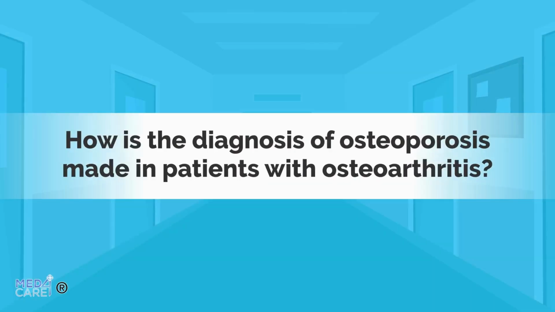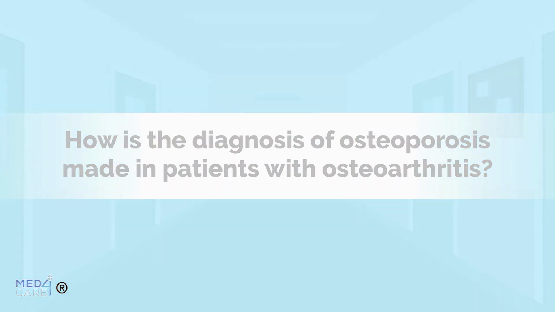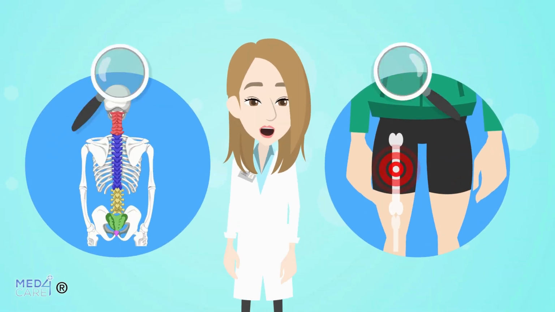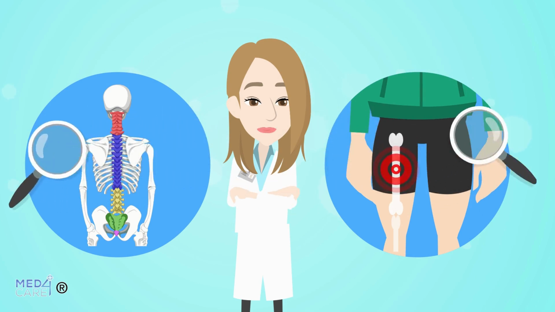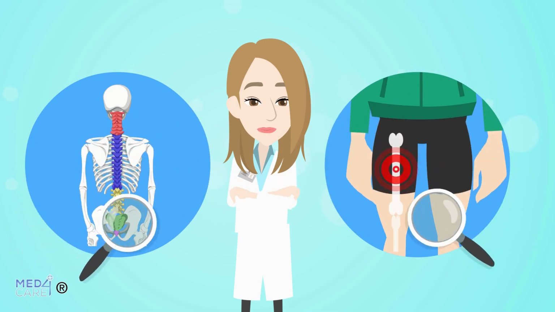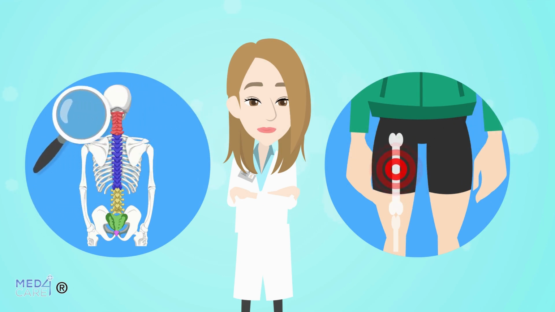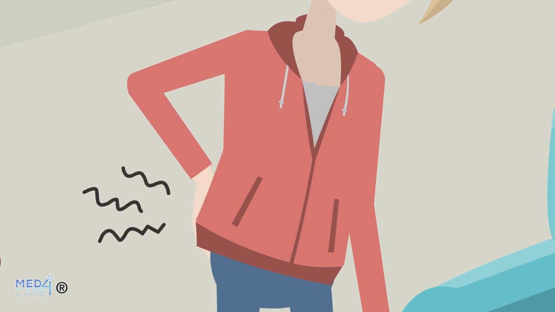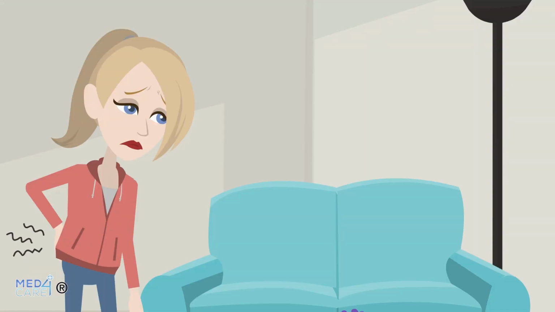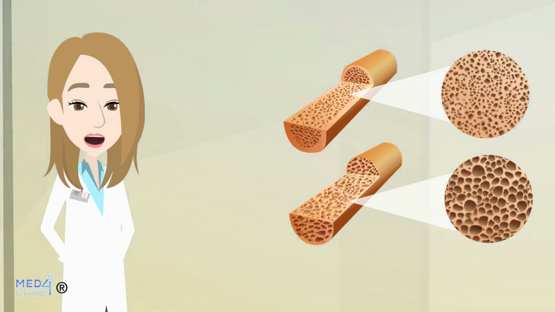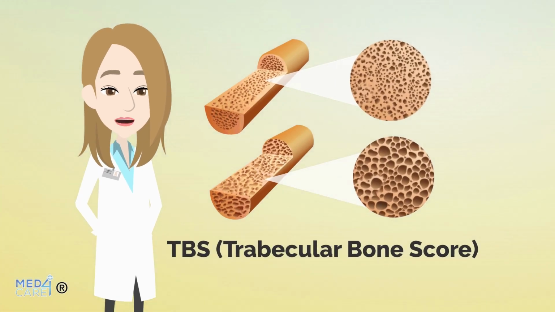How is the diagnosis of osteoporosis made in patients with osteoarthritis? It is important to note that in arthritic individuals, the femoral site may be the most reliable, as arthrosis tends to mask the osteoporotic vertebra. In these cases, the bone mass may look better than it actually is. For this reason, it may be useful to perform MOC DEXA equipped with a vertebral bone trabecular texture reading system, which is called trabecular bone score, TBS, which can also provide insight into bone quality.